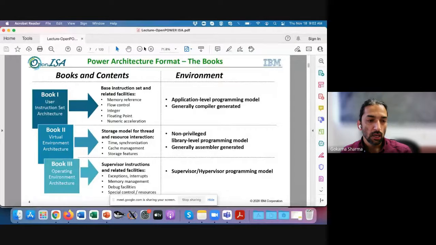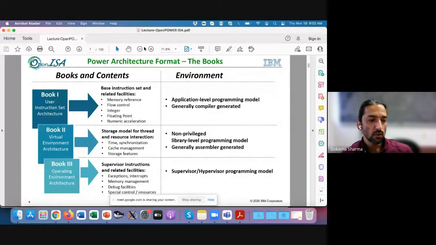So can you expedite the process of computing these numeric results? So this is covered in book 1. This is more into the application level programming model, and it covers the basic instructions that are there.